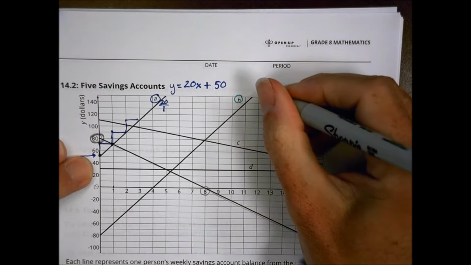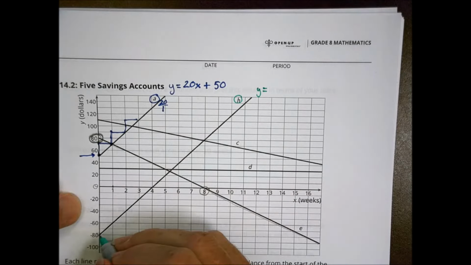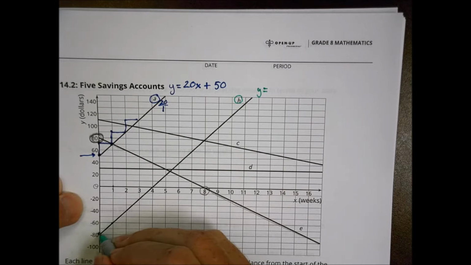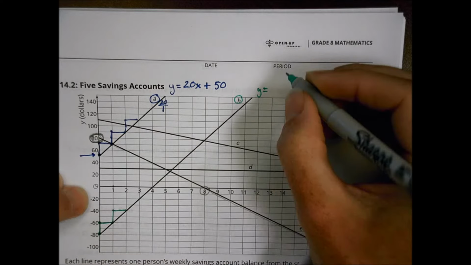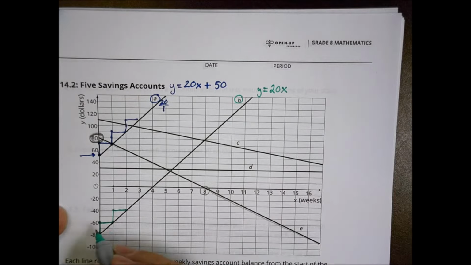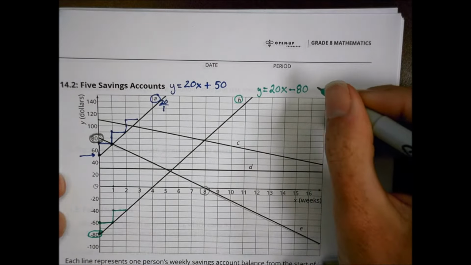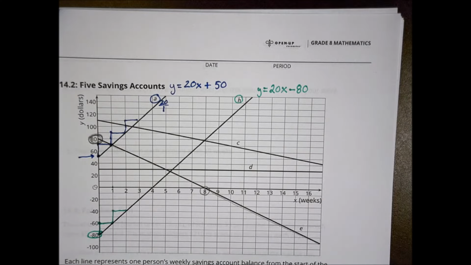For H, let's look at H now. It's right here. What's the slope in this case? We're going from point to point. We're also going up 20 and over 1. So we have the same slope, 20x. The difference though is that our y-intercept here is at negative 80. So we would write down 20x minus 80. Okay, so that's how we do H there, no problem.